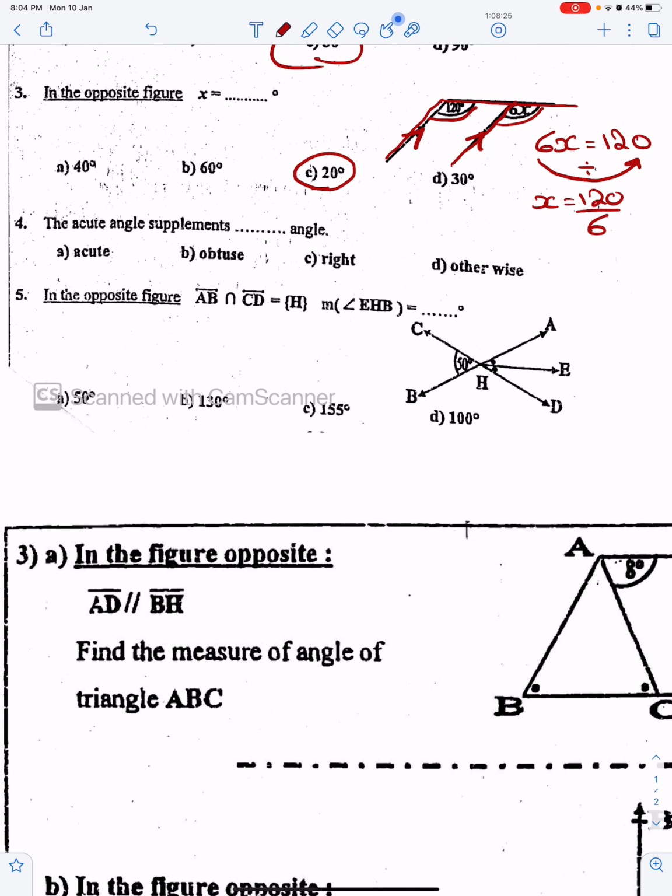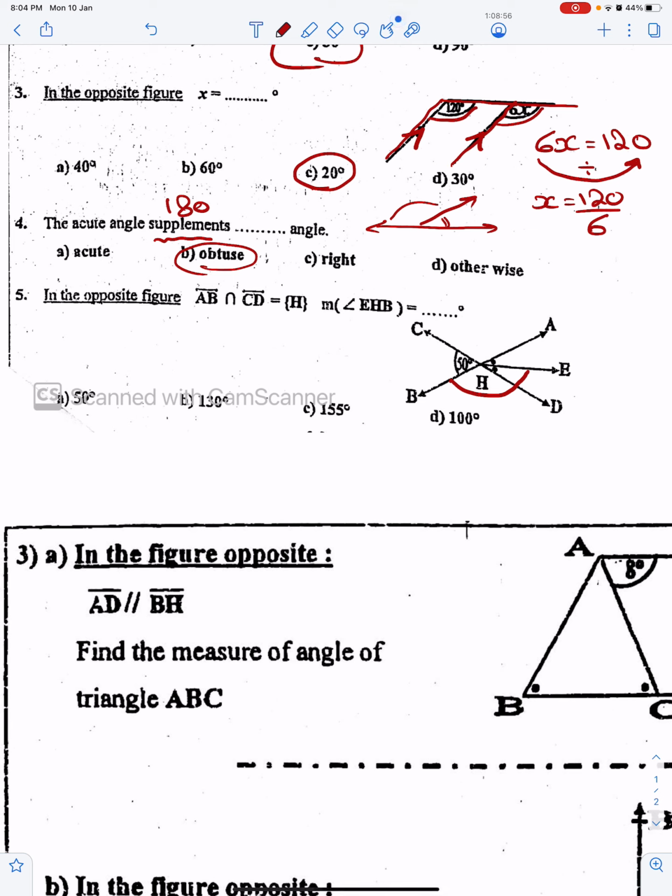Okay, the acute angle is supplementary with what angle? Supplementary means the sum equals 180. So an acute angle is supplementary with an obtuse angle.